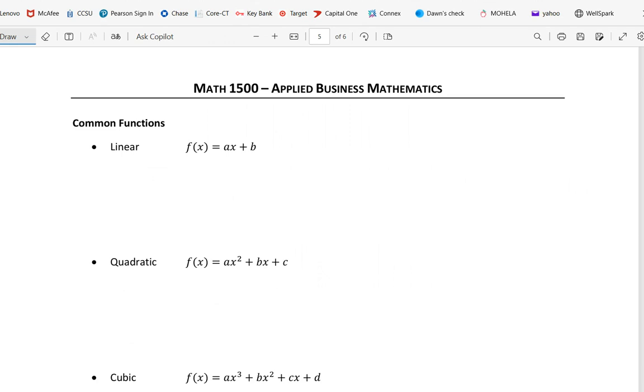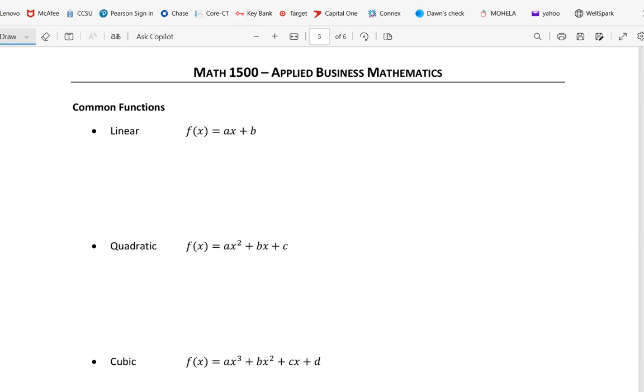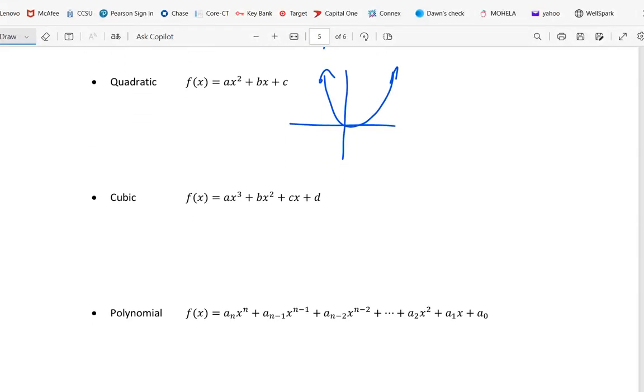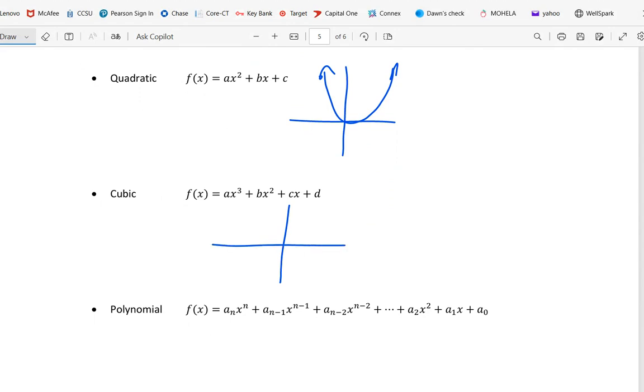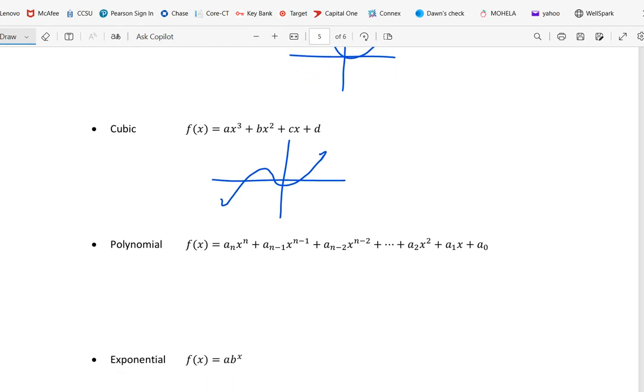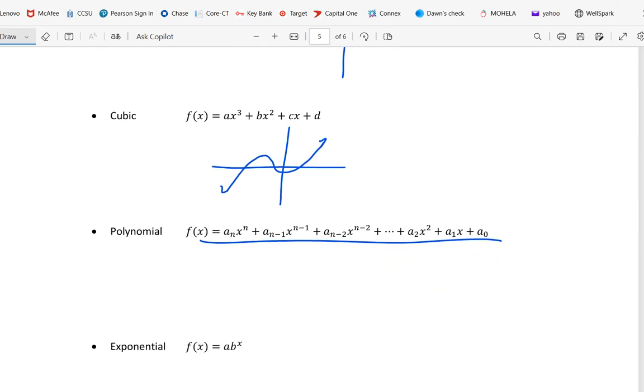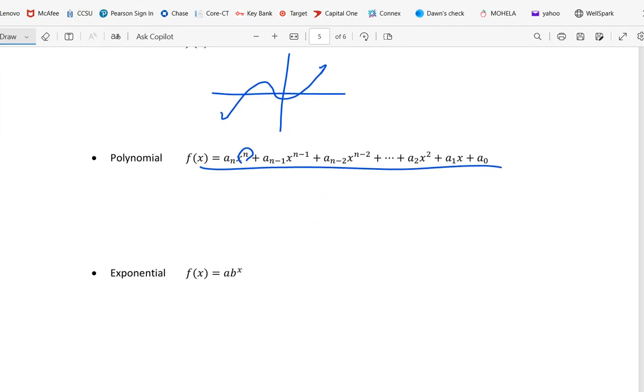Types of functions that we will look at in this course are linear functions. A linear function is going to be a graph that is a line. We're going to look at quadratic functions. Quadratic functions are parabolas. We will look at cubic functions, which look like this. A polynomial function, we'll spend a little bit of time talking about polynomial functions. A polynomial function could be a linear function, it could be quadratic, it could be cubic, it could have a higher degree n, it could be a fourth, fifth, sixth degree. We'll cover more as we go through the course.